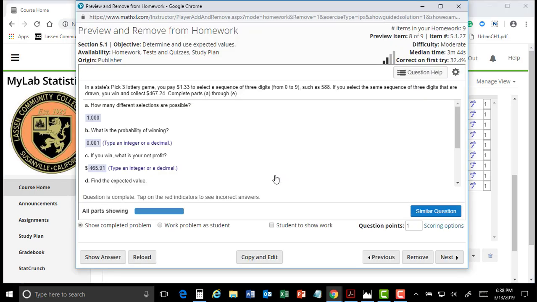Okay, here's about expected. I went over it very slightly, but we call this the expected value. That's determining what you think if you go to Las Vegas, and if you know the odds, the probability of winning, then you can calculate what you're expected to win at the end of your session gambling. State Pick 3 lottery: you pay $1.33 for a sequence of 3 digits from 0 to 9, such as 588. If you select the same sequence of 3 digits that are drawn, you win $467.24. Complete part A. How many different selections are possible?